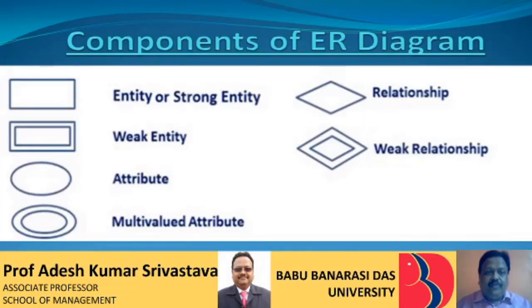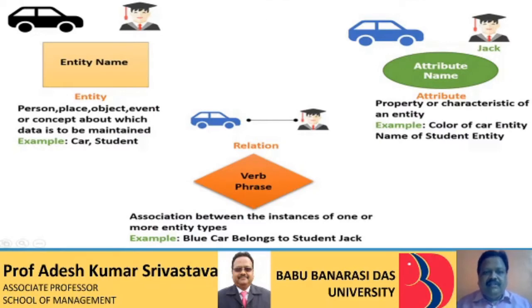As I told you, this is a graphical representation as we do in an ER diagram. An entity or a strong entity we represent by a rectangle, a weak entity by a double rectangle, an attribute by an oval, a multi-valued attribute by a double oval, a relationship by a diamond or rhombus, and a weak relationship by a double rhombus. Now, see what we do. The entity name. What is an entity? An entity can be a person, place, object, event, or concept about which data is to be maintained. For example, a car or a student.